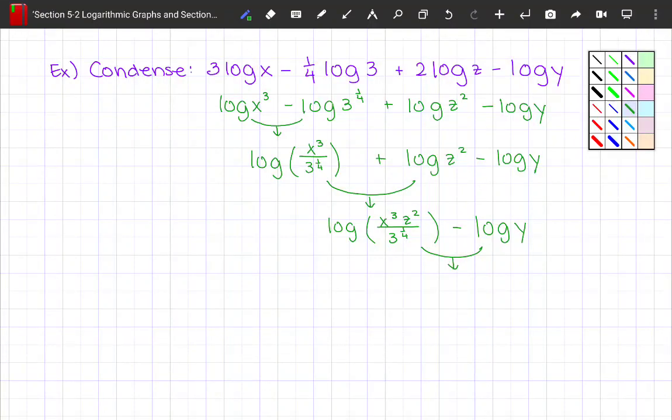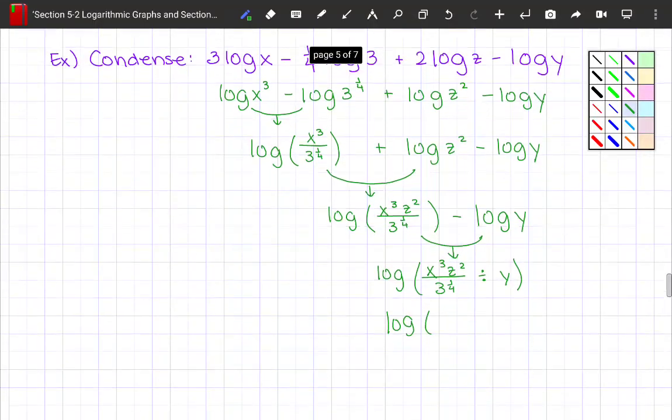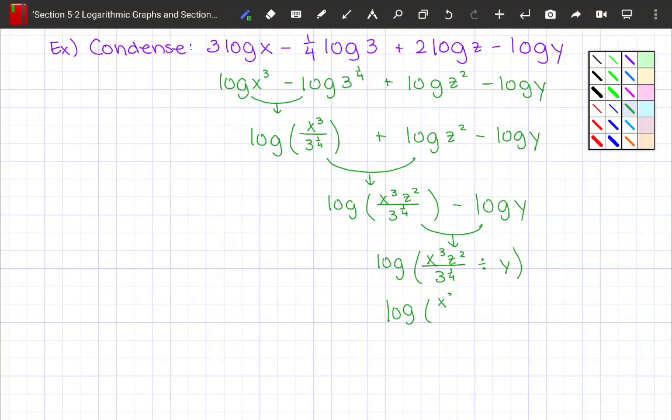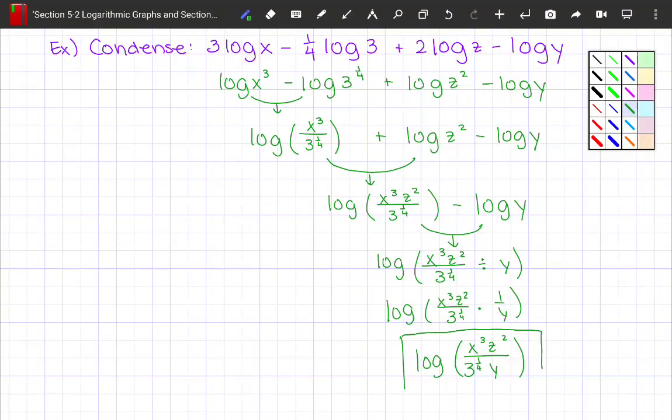All right, now I'm going to divide. So it's going to be log of x cubed z squared over 3 to the 1/4 divided by y. But we know division, you multiply by the reciprocal, so it's going to be x cubed z squared over 3 to the 1/4 times 1 over y. So my final answer will look like this. And voila, there's my answer.